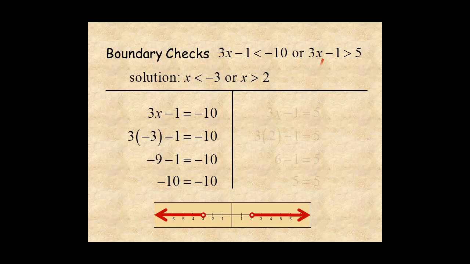On the right, write the inequality as an equation and substitute the right boundary, x equal 2, for 3 times 2 minus 1, which is 6 minus 1, which is 5, and the right boundary checks.